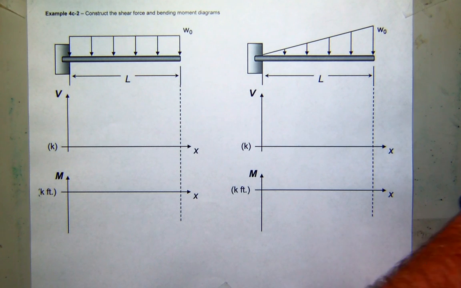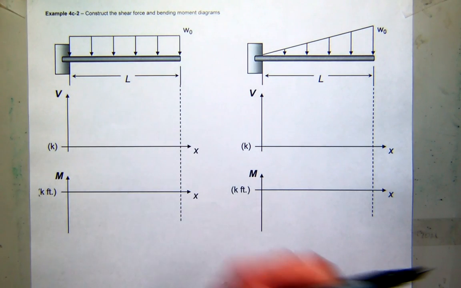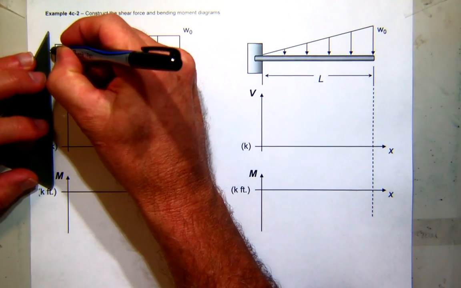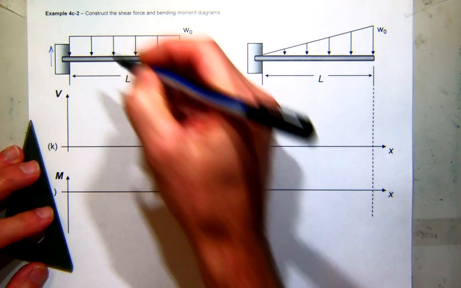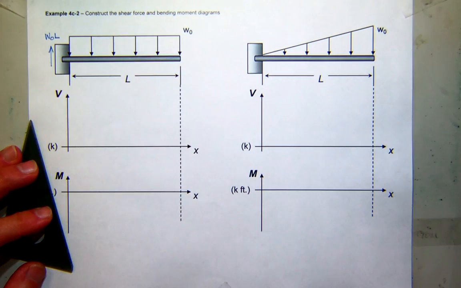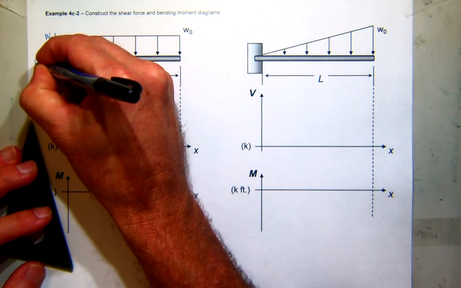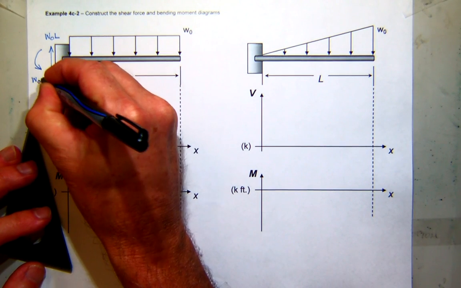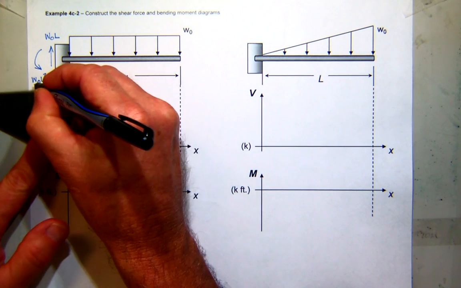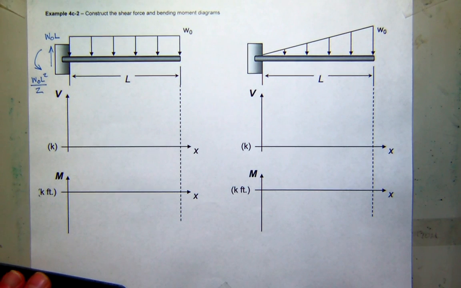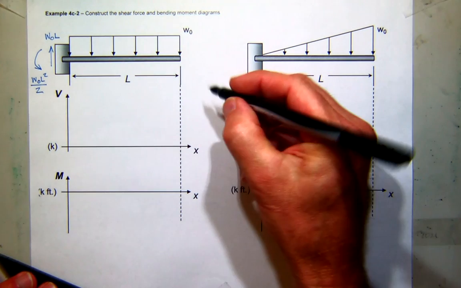Right, so here's another set. Again, we're doing cantilevers. So I'll tell you that the reaction here on this left side is going to be W naught L, and that the moment will be W naught L squared over 2. Okay? And we're going to use the same relationships we did before.